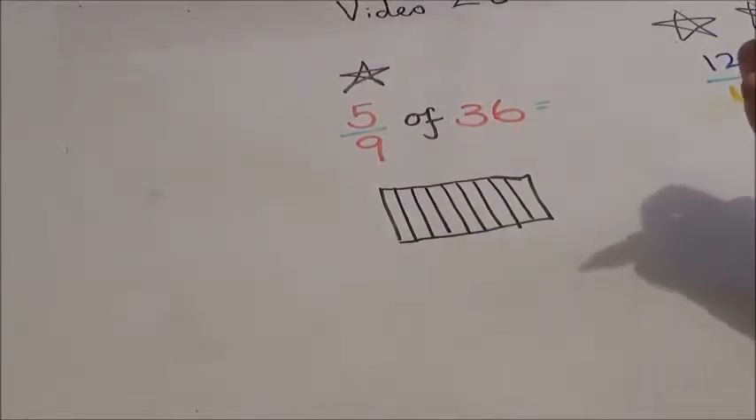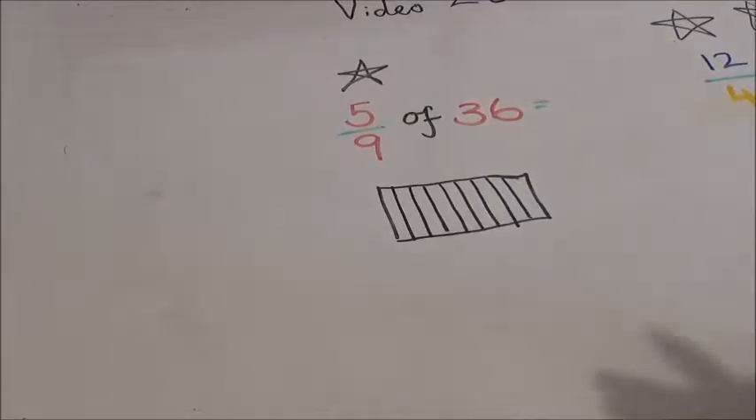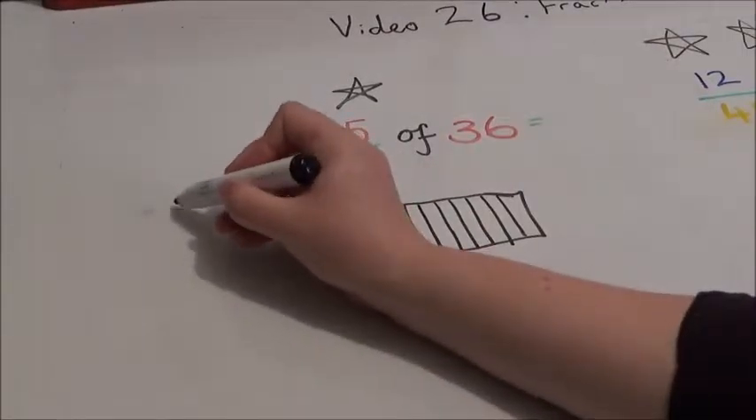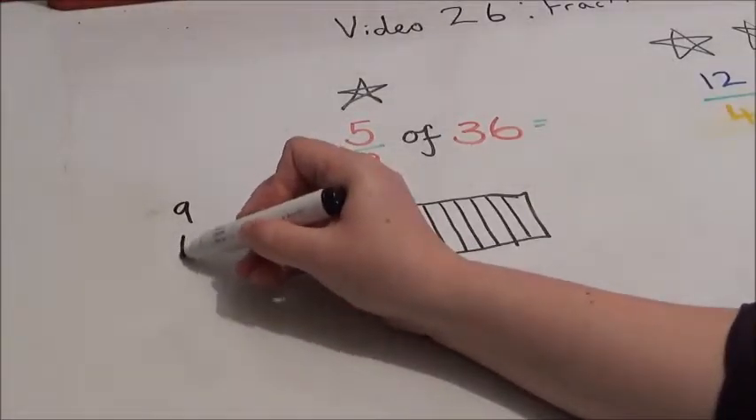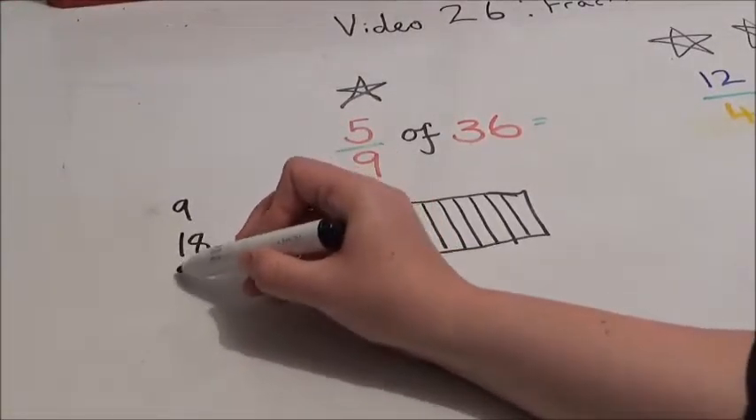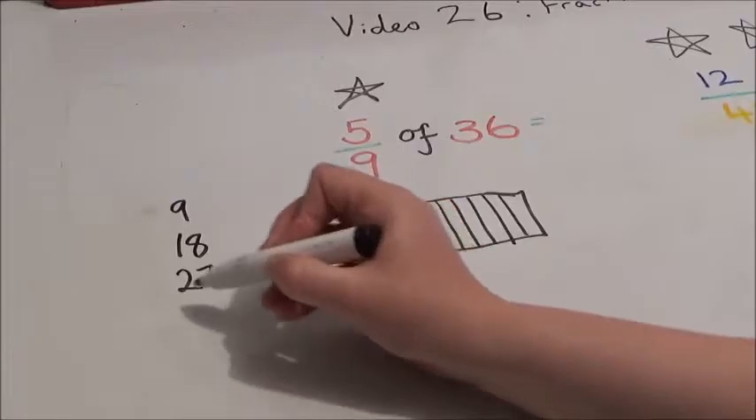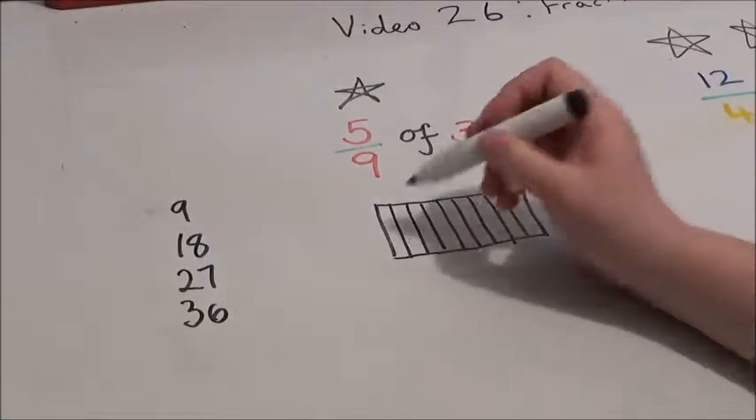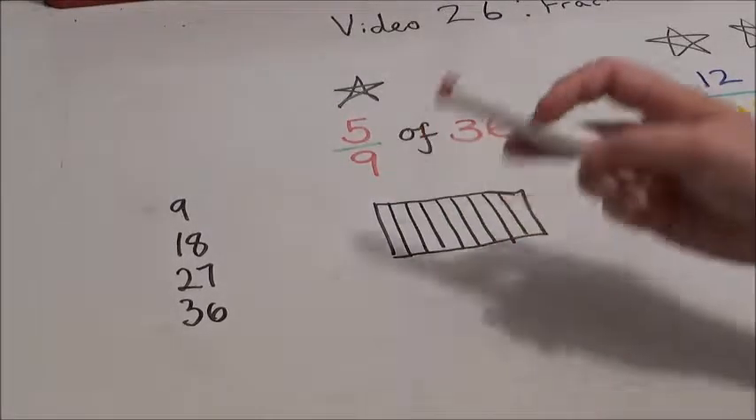Remember, if you don't know your 9s, you should have been using repeated addition. We've talked about that when we were looking at multiplication. So 9 more is 18, 9 more is 27, 9 more is 36. Okay, so we know that that's 4. So I'm going to put 4 into each group.